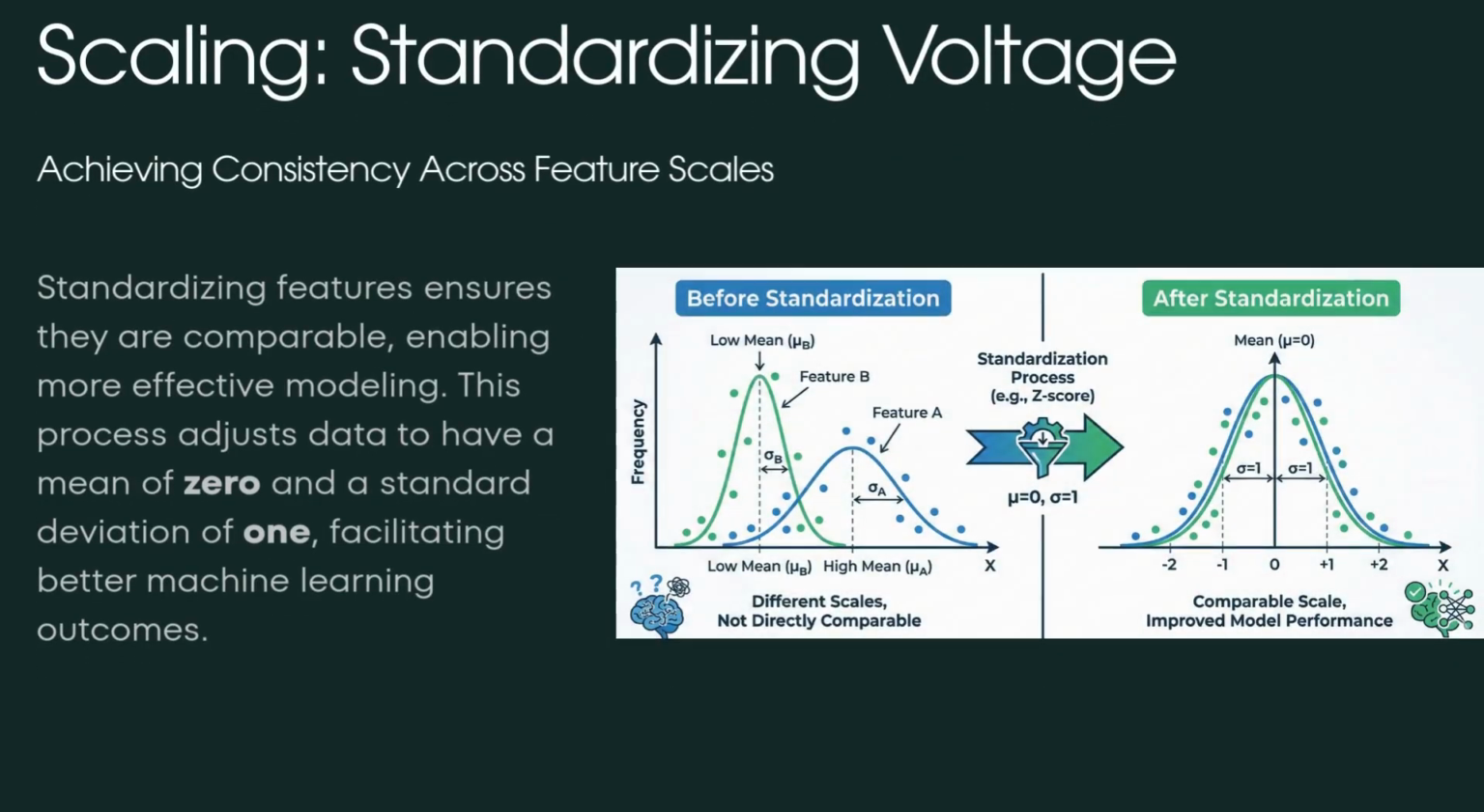Algorithms relying on distance or gradient descent are highly scale-sensitive. If one feature ranges up to 1,000,000 and another to 1, the large feature dominates the optimizer. Scaling, either through standardization or normalization, ensures all features speak at the same voltage level, preventing chaotic convergence paths.